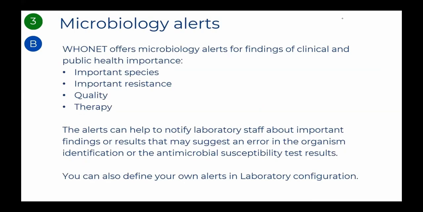Slide 23. As you enter your antibiotic results, you may also see a number of alerts. HUNET offers microbiology alerts for findings of clinical and public health importance, such as important species, important resistance, quality control, or therapy comment. The alerts can help to notify laboratory staff about important findings or results that may suggest an error in the organism identification or the antimicrobial susceptibility test result. You can also define your own alerts in laboratory configuration.